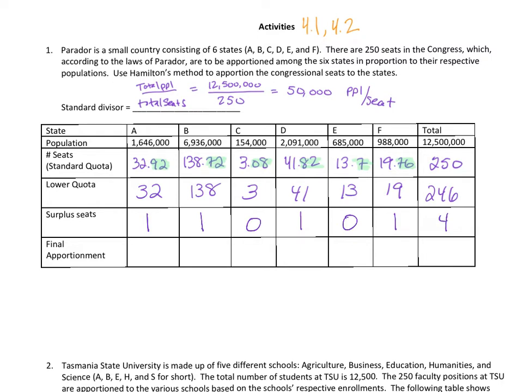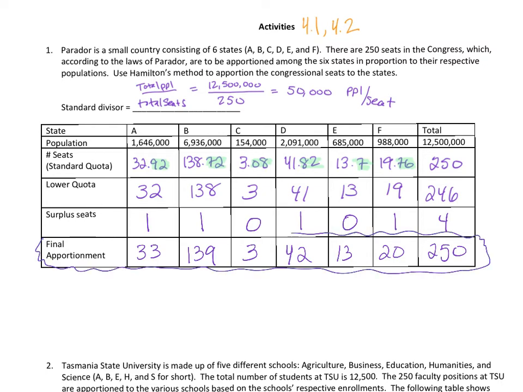Now we add up the lower quota plus any surplus. So 33, 139, 3, 42, 13, and 20. And if we've done this all correctly, we add those 6 numbers together and we should get 250 seats. So this is the final apportionment. How many seats we're giving to each state.